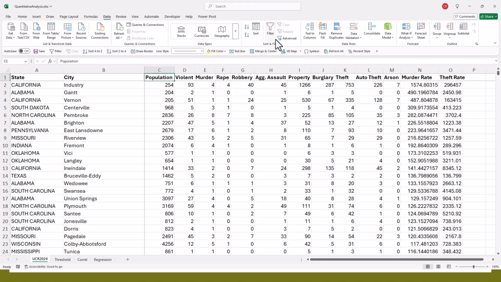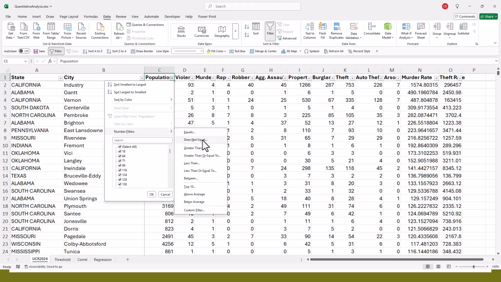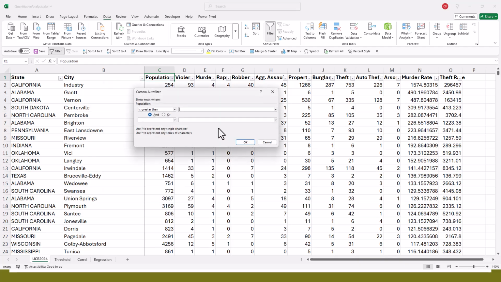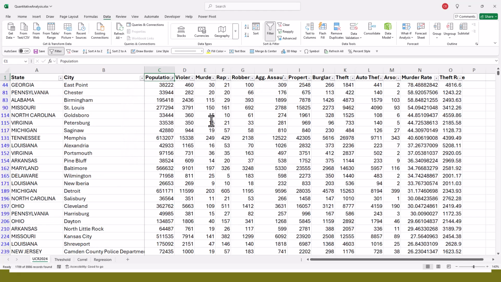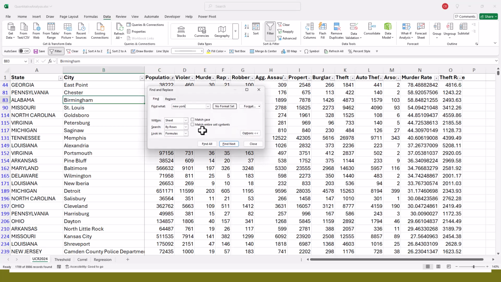So using the tools that we introduced a couple of videos ago with filtering, I'm going to turn on my filters and say I only really care about cities with a population greater than 25,000. And now we see East Point, Georgia, has the highest murder rate if we're concerned with populations only of 25,000 or above. If we were concerned about populations only of 100,000 or above, Birmingham, Alabama would be the highest. How far do we have to go to find New York City? I guess it's just New York.